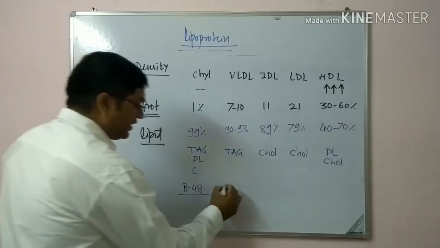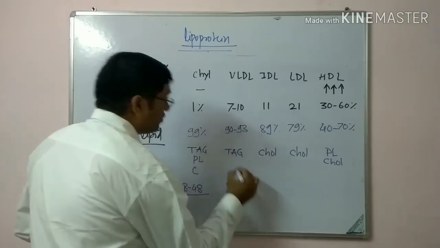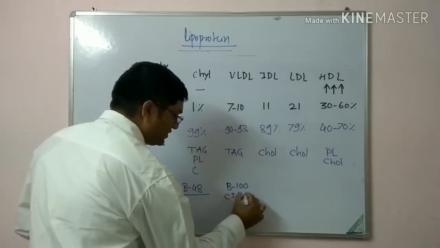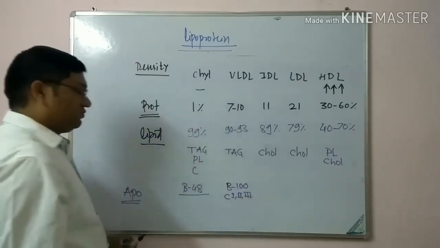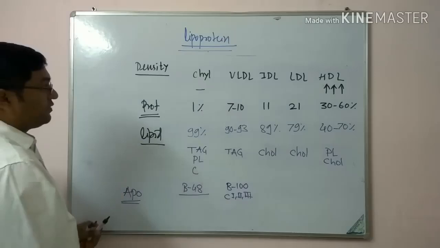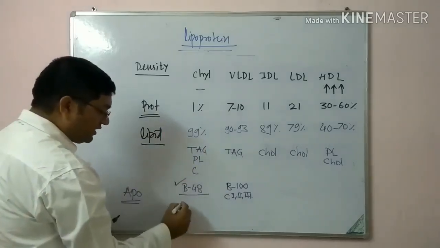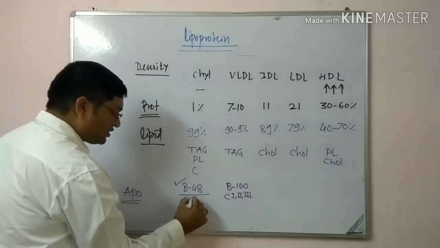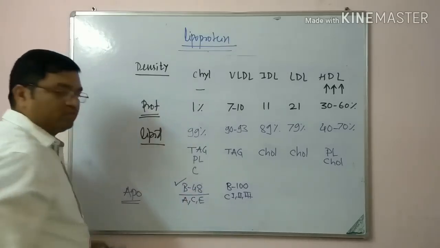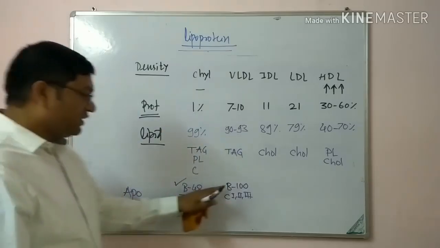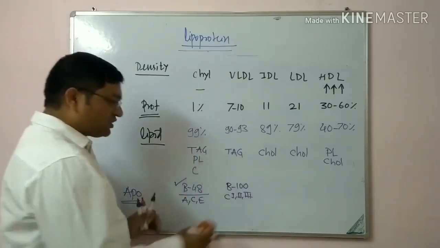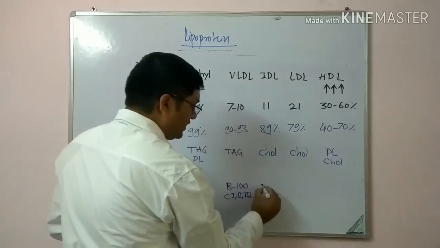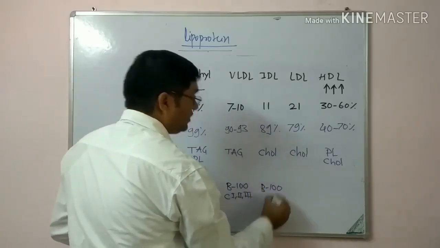Then VLDL contains B100. It also contains C1, C2 and C3. Chylomicron, along with this B48, also contains ApoA. Then it contains ApoC and ApoE. In VLDL, B100 is the main, and mainly ApoC2. Then IDL contains B100 and ApoE.